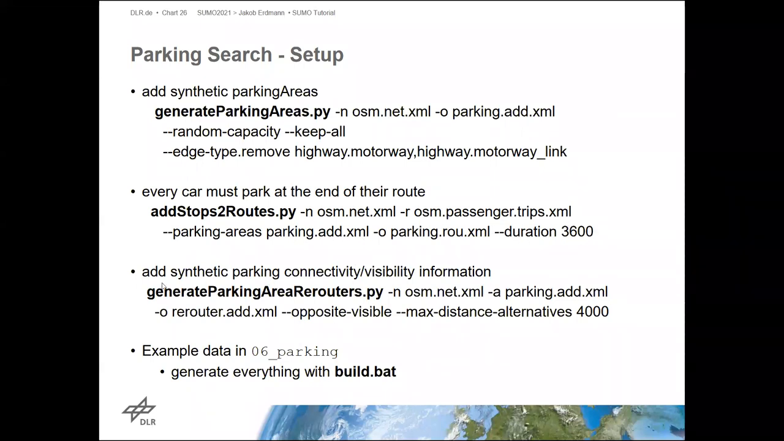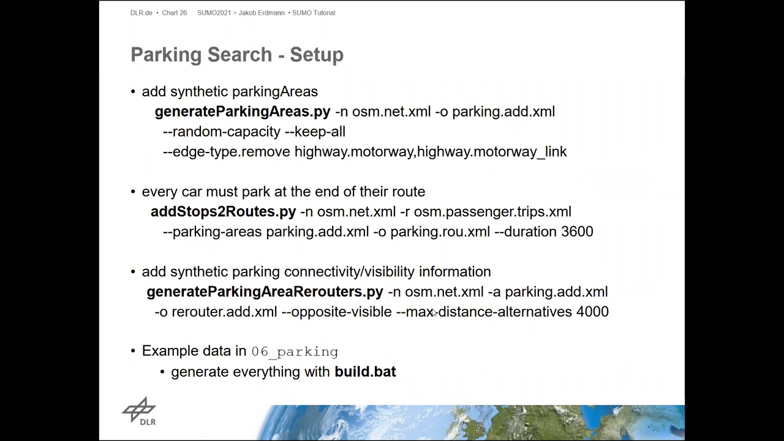And finally, this is a script that generates the connectivity or visibility. It also needs the network, the parking areas, an output file. And in this case, it says, well, let's have the visibility at least for the other side of the road. So if you're going one way, you can see whether the parking areas on the other side of the road are occupied or not. And let's look for alternatives in an area of 4 kilometers. This is a bit extreme, but you'll see why we'll need this in a second.